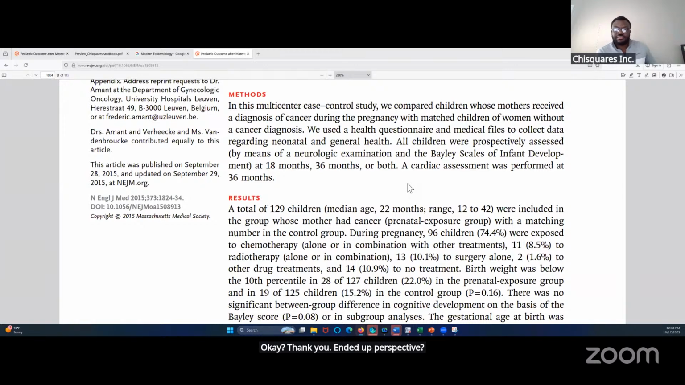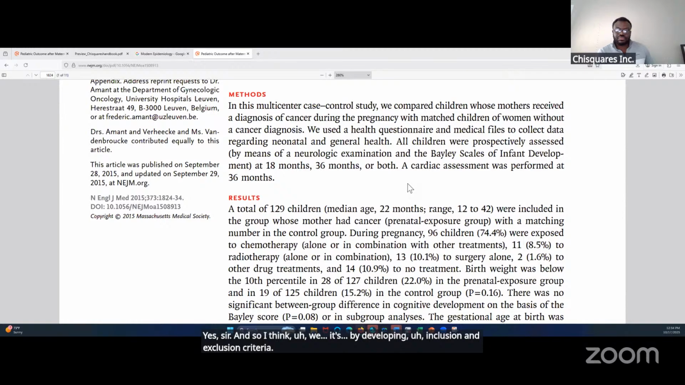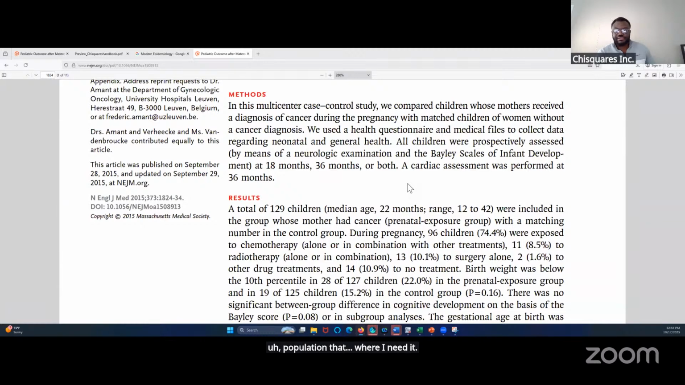Yes, sir. Okay. And so I think by developing inclusion and exclusion criteria, based on that, they will now select the appropriate population that were needed. Thank you. So can somebody give us an answer that reflects in their own community?